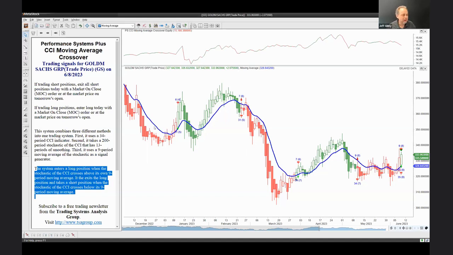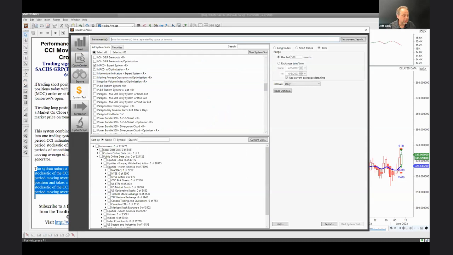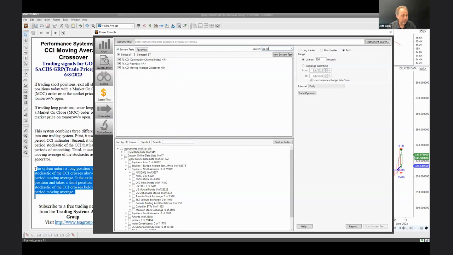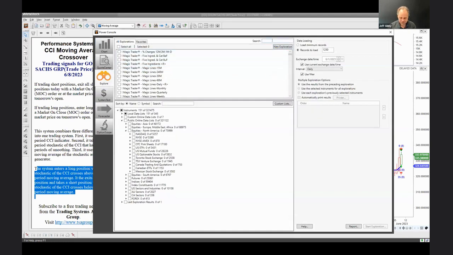run a scan. Okay, so let's say that you have a method that you like. Just for the purpose of this demo, it's the PSCCI moving average crossover. So I'm just going to do PSCCI so I can find it real quick. I'm still on the system tester, so I'm going to go to the actual scanner. Okay, and then I'm going to do PSCCI. And what I'm going to do is actually run a scan.